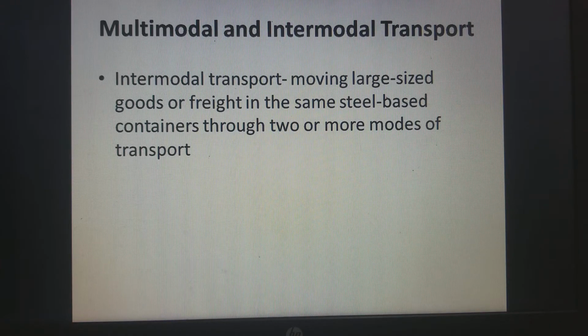So it is placed onto the ship, and the ship brings it to the harbor. The crane takes it from the ship, places it onto the truck, and the truck moves away with it. And there's no disruption or shifting or removing of the goods from the container. So it is intermodal.